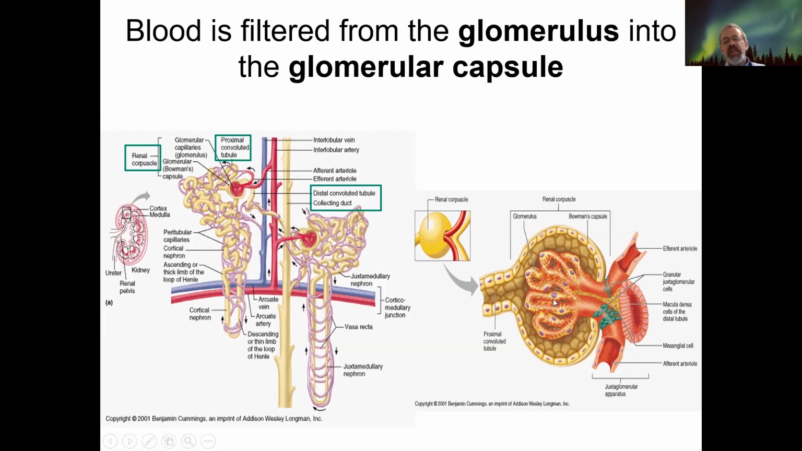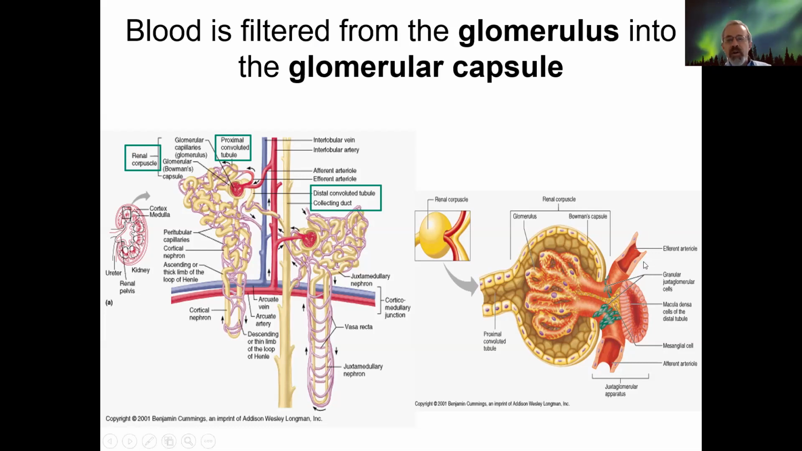So what is typically not filtered? Large molecules like proteins, even blood cells, don't normally get filtered unless you've got a kidney infection or some other condition. But what goes into the kidney are, again, water, salts, sugars, and then large proteins, stuff like that, remains in the blood and then goes back out through the efferent arteriole. We're going to go through the details about this.